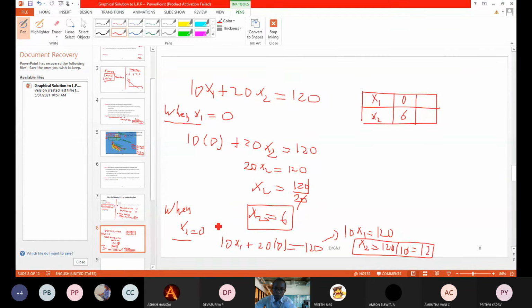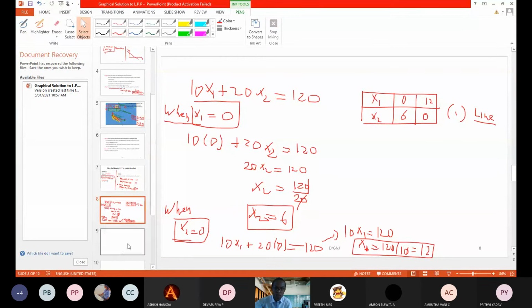Remember, you have to circle every value so that you can remember where they are. If x2 is equal to 0, the value of x1 is equal to 12. This is for equation 1, known as line 1, the first line. Now remember, we have 0, 6 and 12, 0.